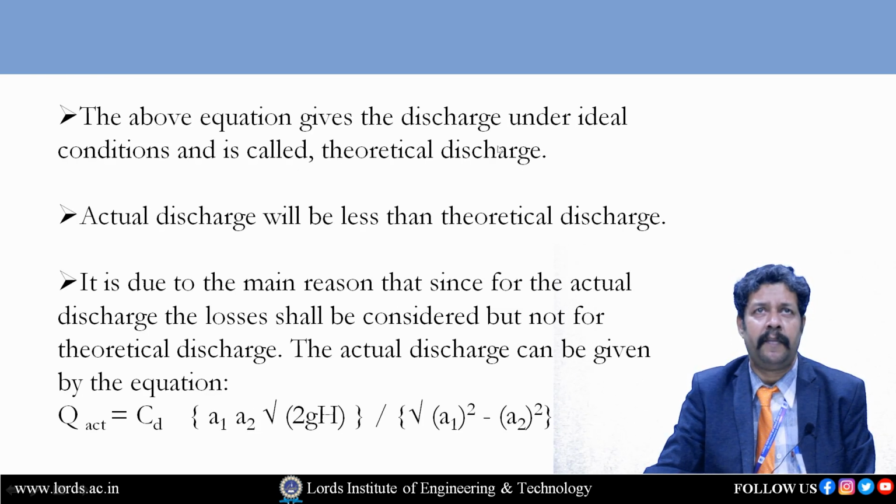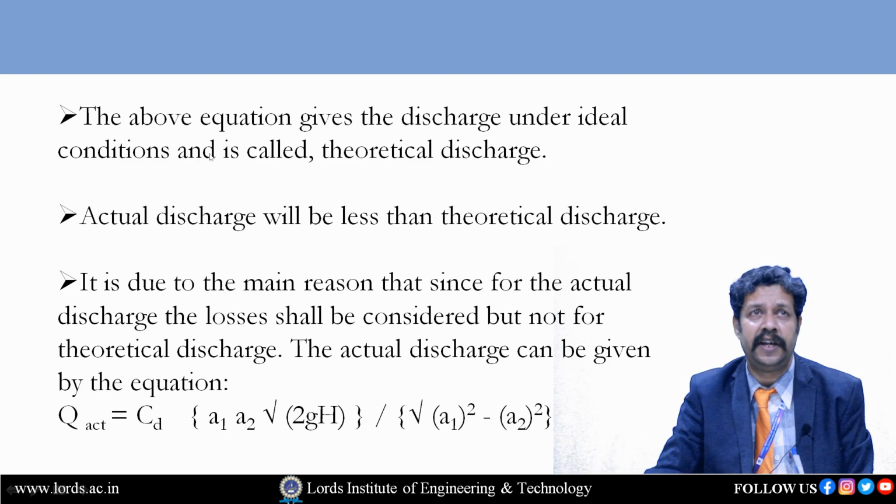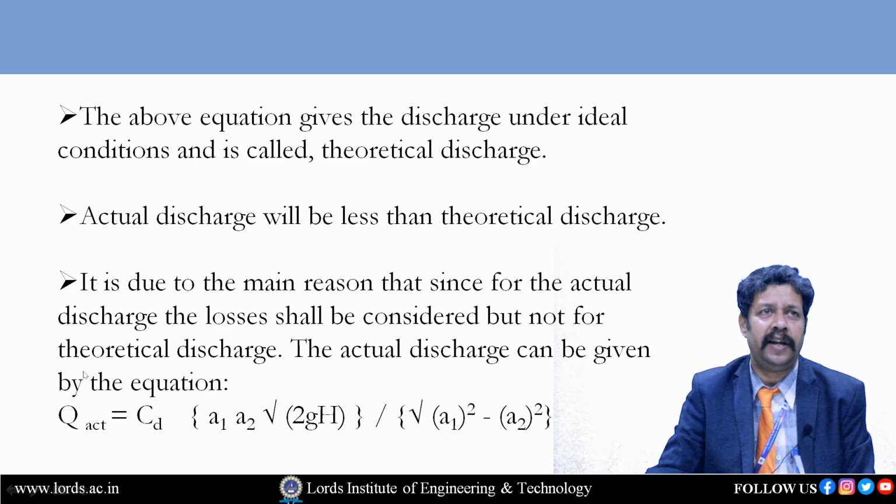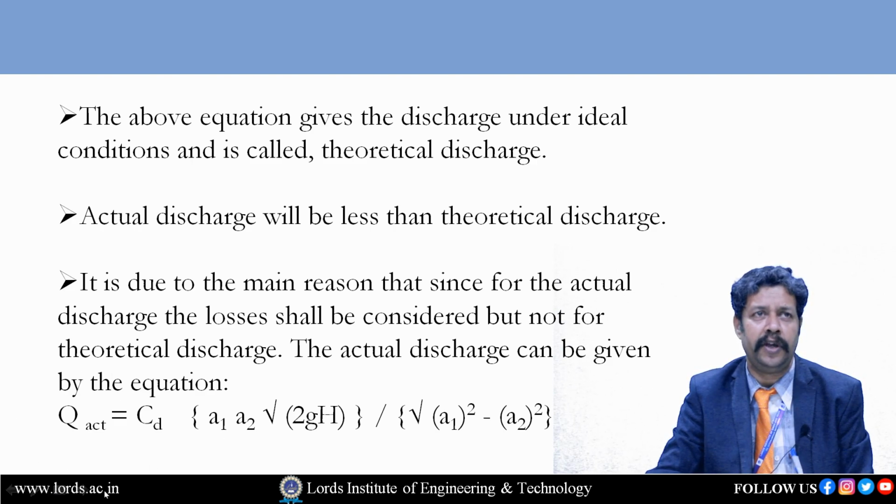So this above equation gives discharge under ideal conditions. So this discharge is known as theoretical discharge. Actual discharge will normally be less than the theoretical discharge. Theoretical discharge means using some formula we are calculating the discharge. Actual discharge means by collecting in a measuring tank we calculate the discharge. Actual discharge is represented with letter Q actual.